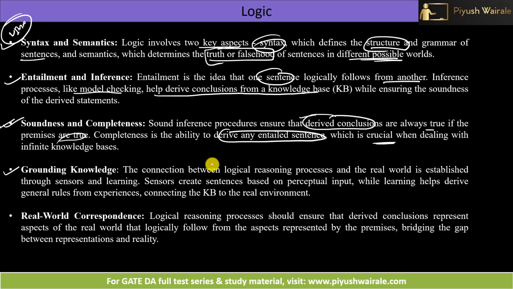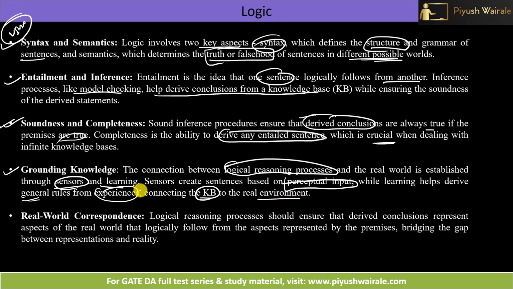So what is grounding knowledge? The connection between logical reasoning processes and the real world is established through senses and learning. Senses create sentences based on perceptual input from the environment, while learning helps derive general rules from experiences, connecting the knowledge base to the real environment. This is what grounding knowledge is. Now what is real world correspondence? The logical reasoning process should ensure that derived conclusions represent aspects of the real world that logically follow the aspects represented by the premises, bridging the gap between representation and reality. Just go through this point and try to understand. As we go through the course, you will be able to understand it in a better way.